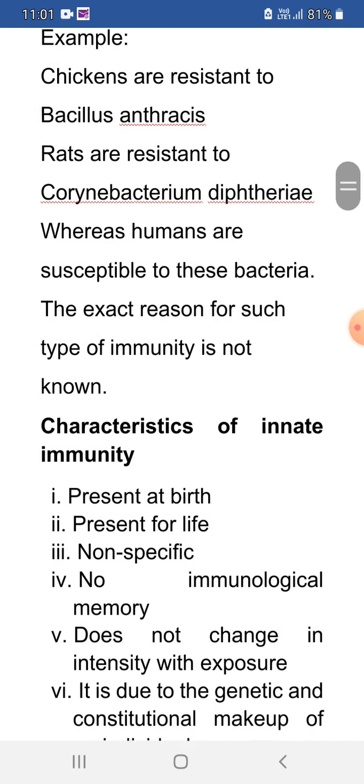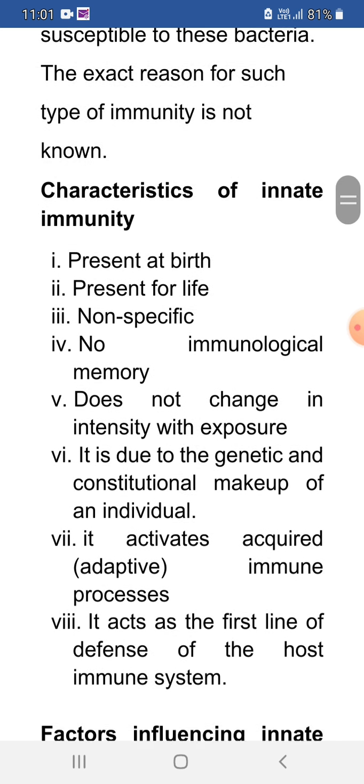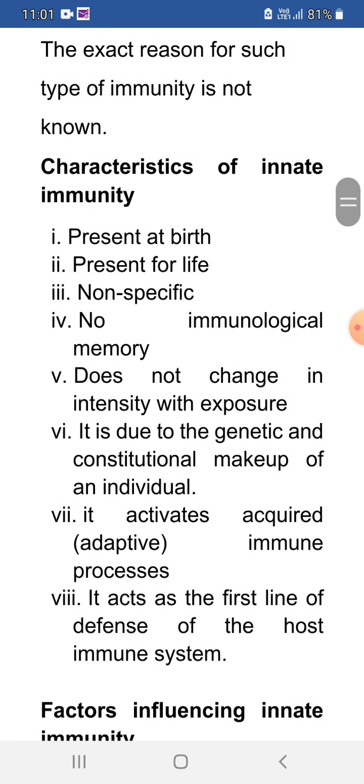Then now let us look at characteristics of innate immunity. Some of them we have discussed above and I'll just mention. One of them is that they're present at birth. The other one is that they live with you throughout your life. Acquired immunity would come and go depending on the infection, but this one is constant, like your skin is constantly there, and it protects you from invading microorganisms. They are non-specific. They stop or destroy all foreign microorganisms or substances. They do not choose. Then they have no immunological memory.